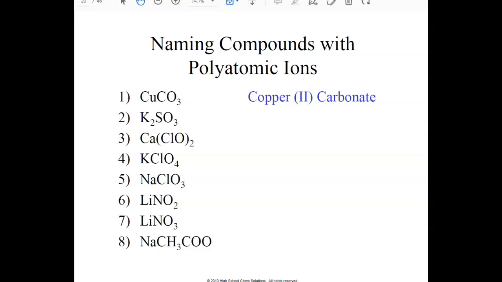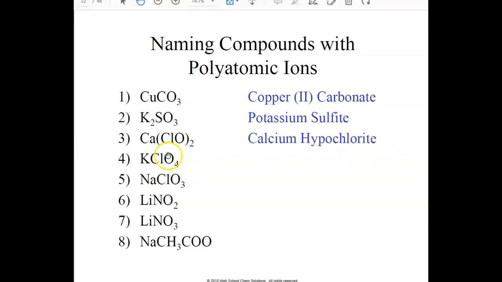Potassium sulfite is the next one, and potassium is not a transition metal, so we don't have to indicate its charge. It can only get a +1 charge. What do you think this one is? Well, what was ClO, right? This is your polyatomic ion. Remember, it was one of those oxoanions. And we have calcium hypochlorite.